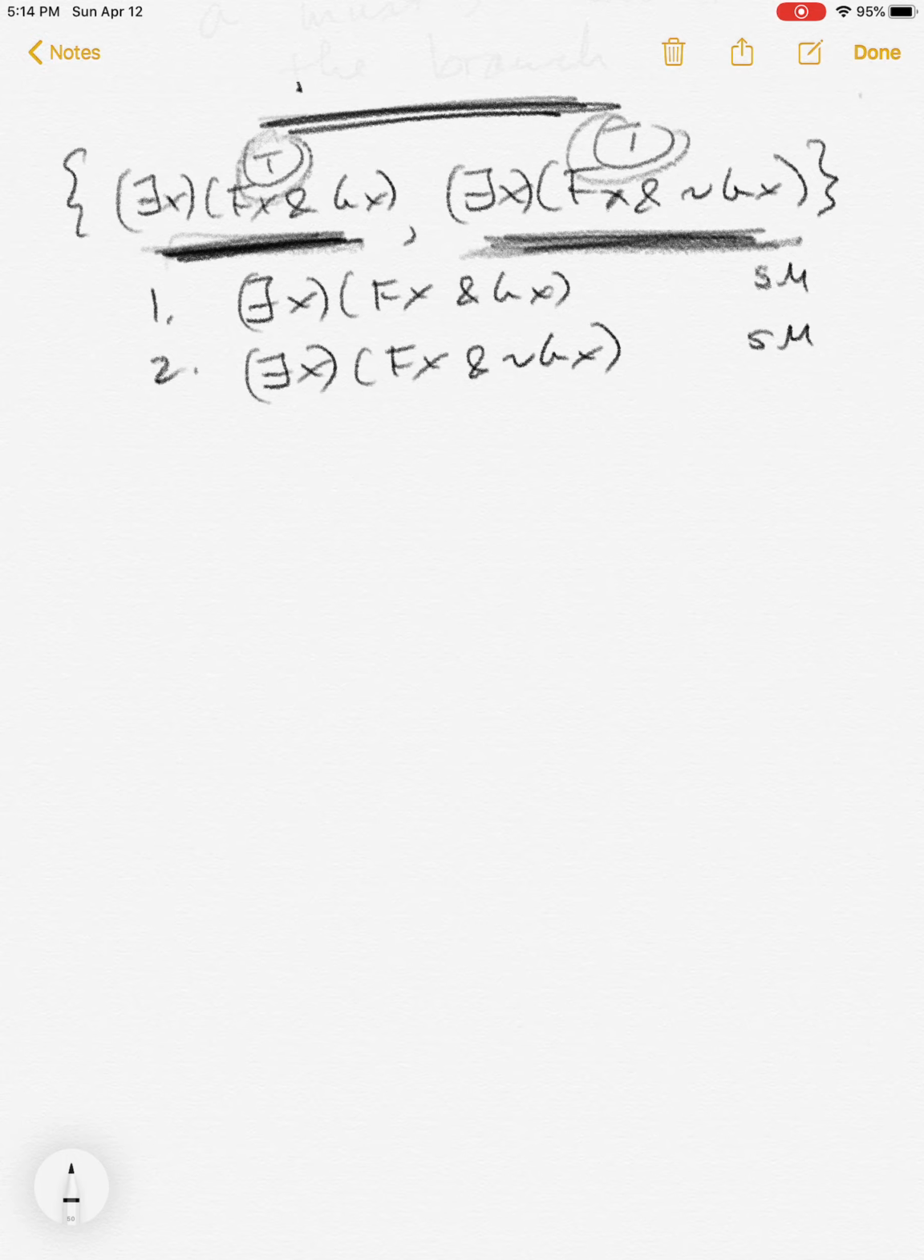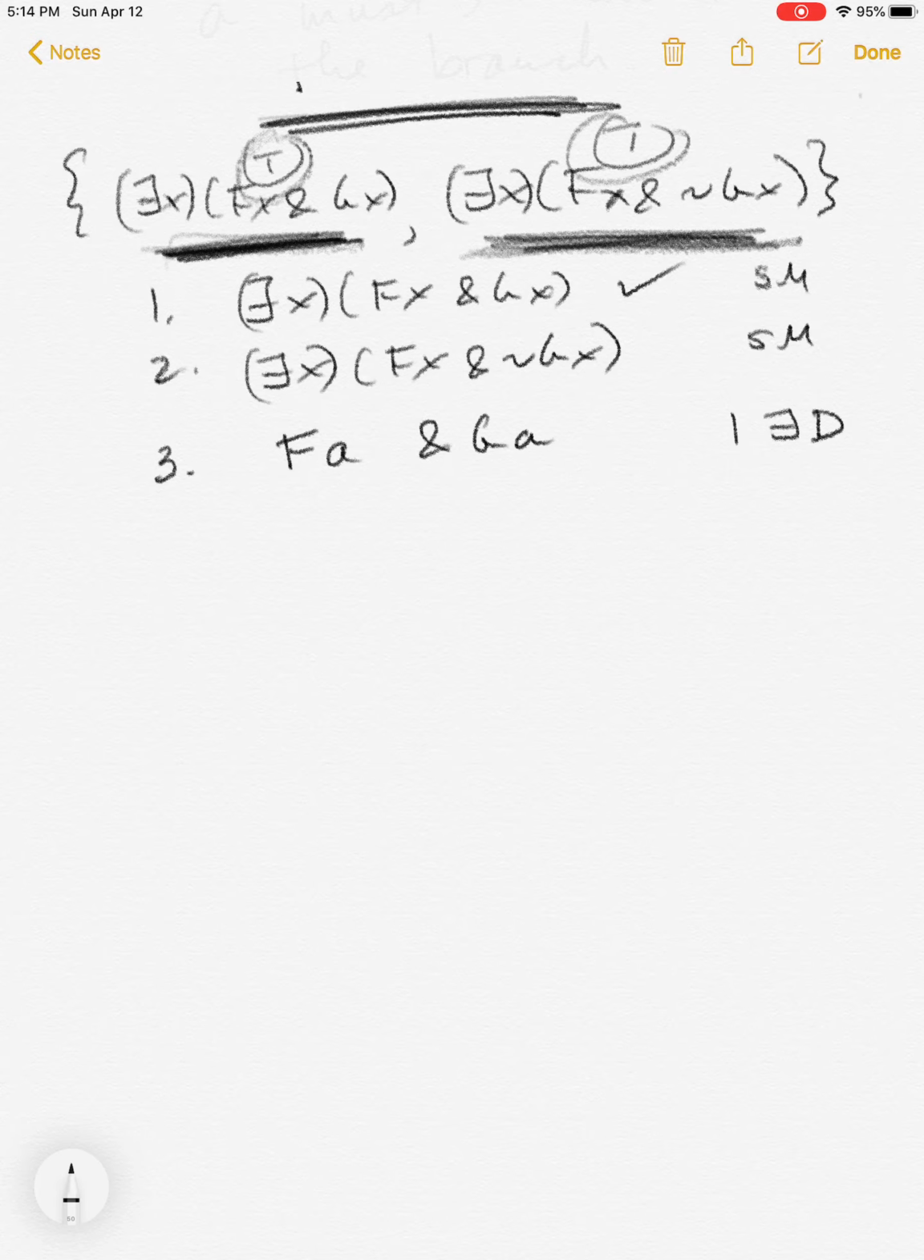So the first thing I'm going to do is apply existential decomposition to line number 1. There's something that's both F and G. I'm going to call it A. And I'm checking it, and I get that from 1 by existential decomposition.